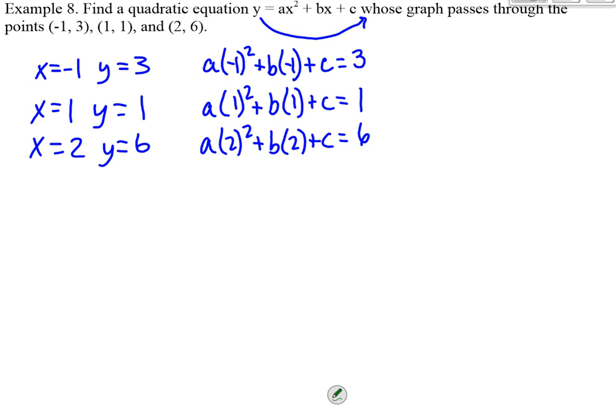And then now I'll clean that up. And you can tell me what my equations are. Riley, you can tell me what the first equation is. So what's negative 1 squared? Just 1. So you would just say A, right? Okay. And what's the next one going to be, Madison? A plus B plus C equals 1. And Ben, the last one is what?